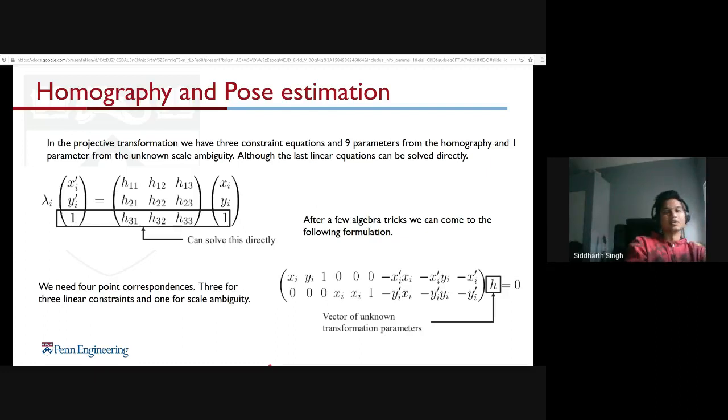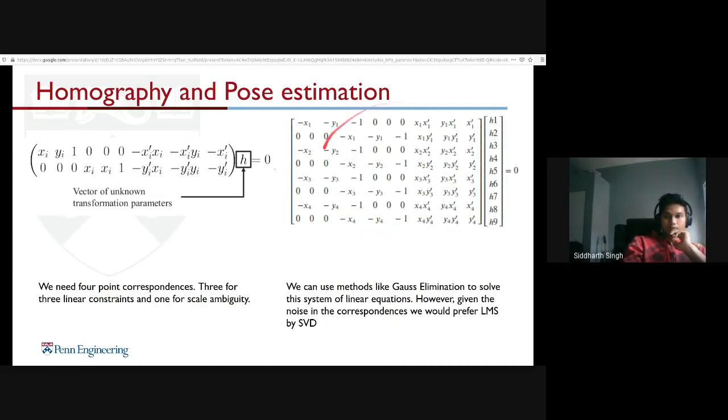So it does seem to us that we have a sort of least squares problem in which H lies in the null space of this 8 by 9 matrix. So what we need to do is find this null space, essentially, right? This matrix is a system of linear equations, and we can use methods like Gauss elimination to solve this system.